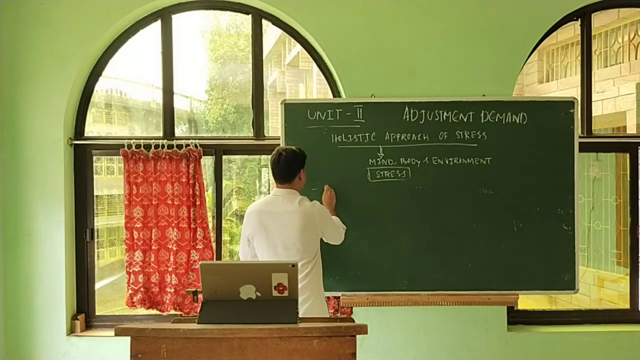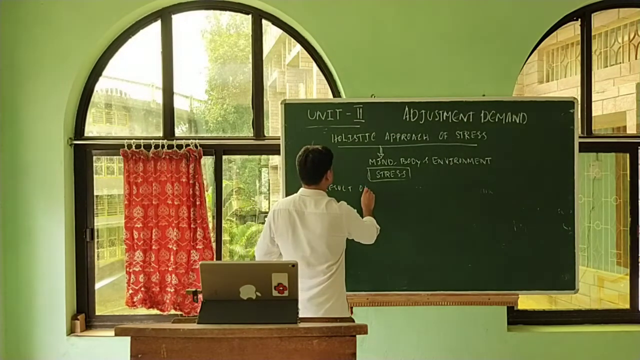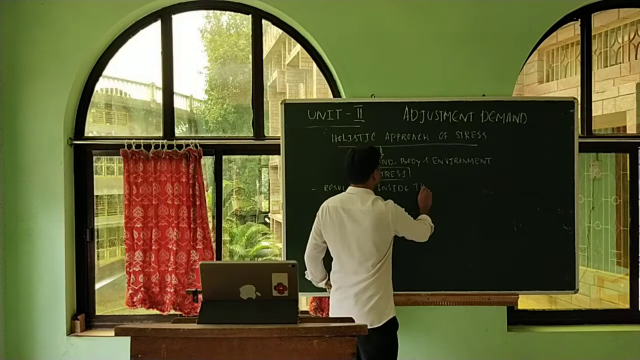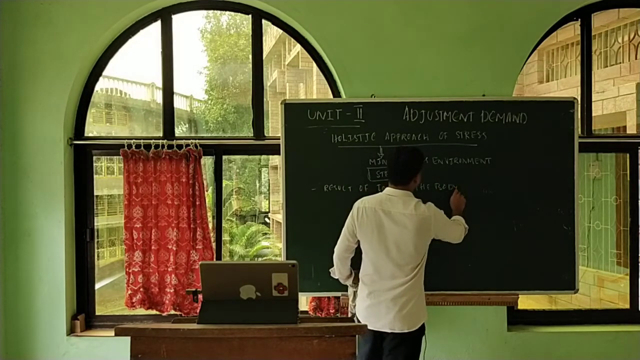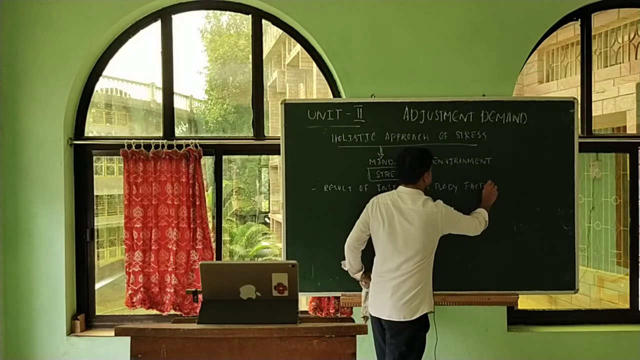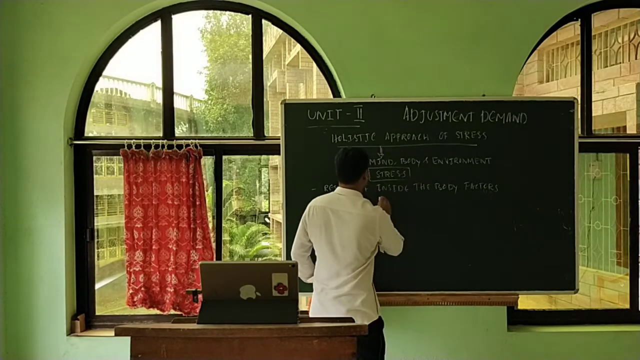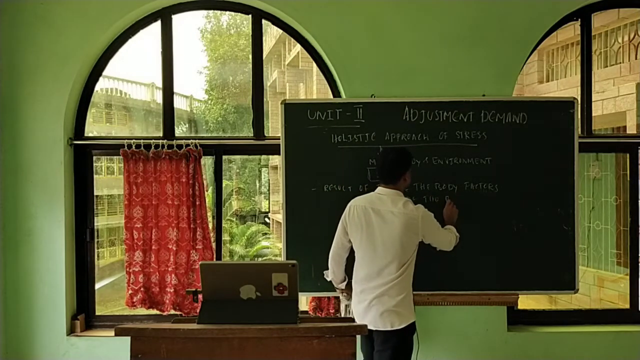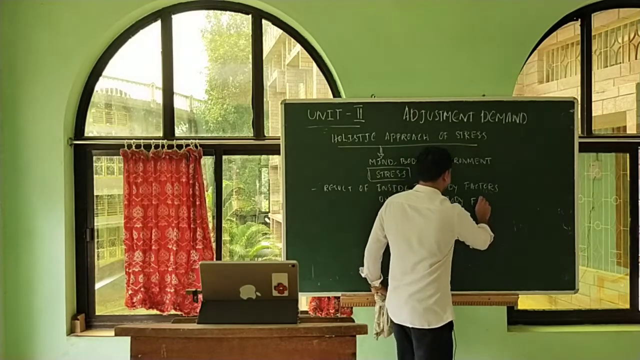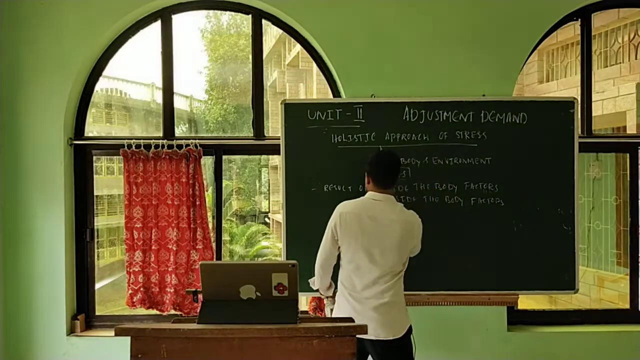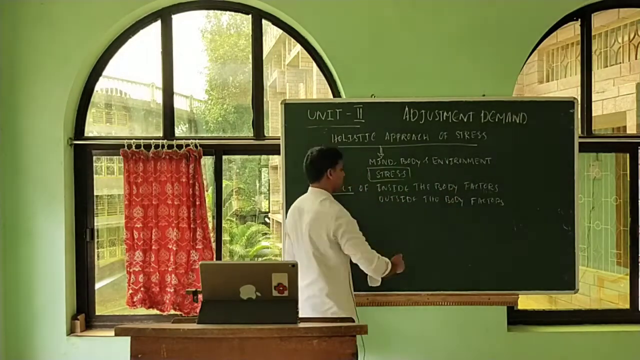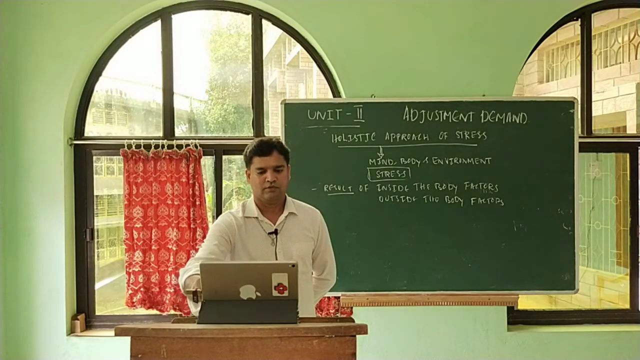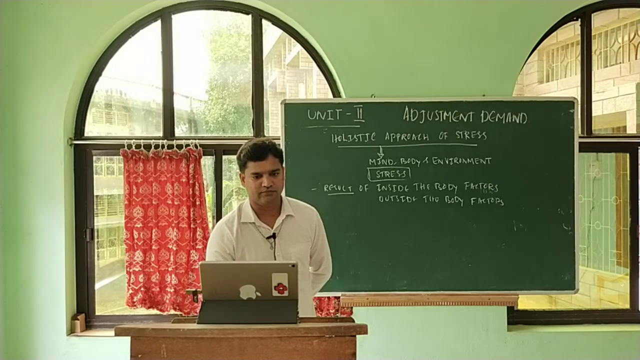Stress is the result of what happens inside and what happens outside. Inside the body factors and outside the body factors. Both the factors are involved in stress. So stress is the result of inside the body factors and outside the body factors. We shall understand it a little more elaborately.